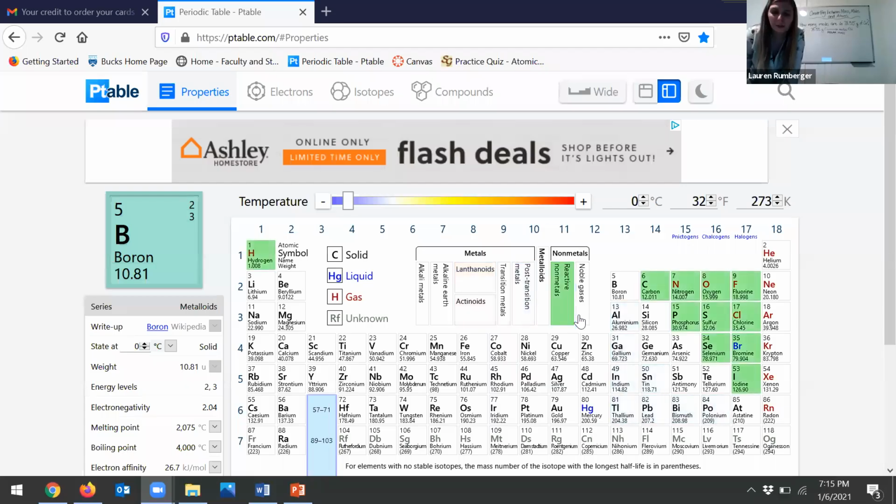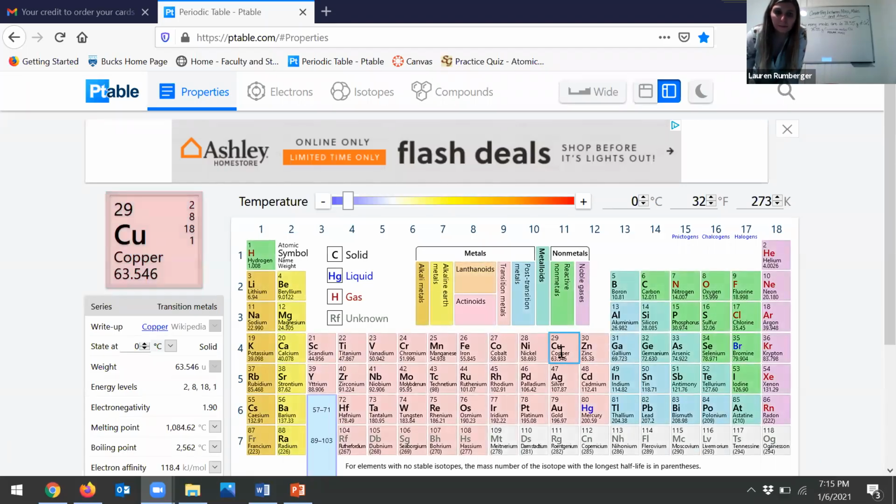So here on the periodic table, we're going to look for copper. Copper here has a molar mass of 63.546. So the atomic mass is the molar mass of an element. So it's just going to be a different unit.